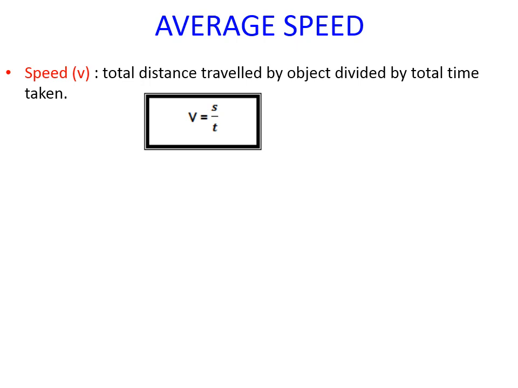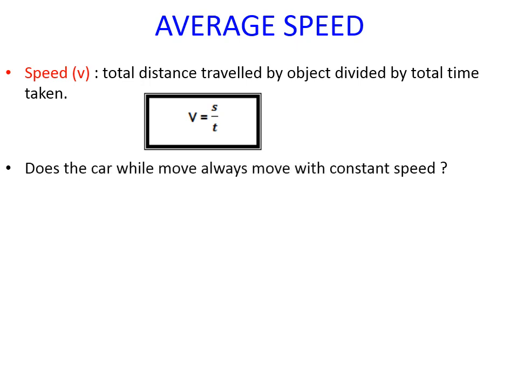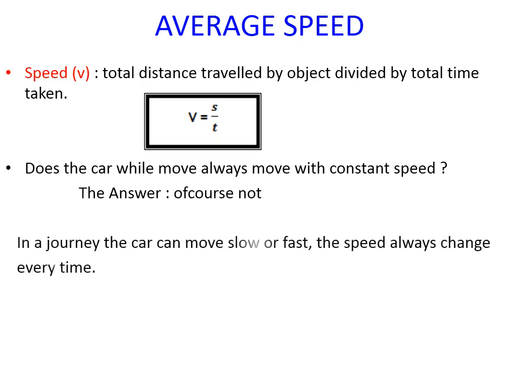While we talk about the journey of a car, does the car always move with constant speed? The answer, of course, is no. In a journey, the car can move slow or fast. Speed always changes every time.